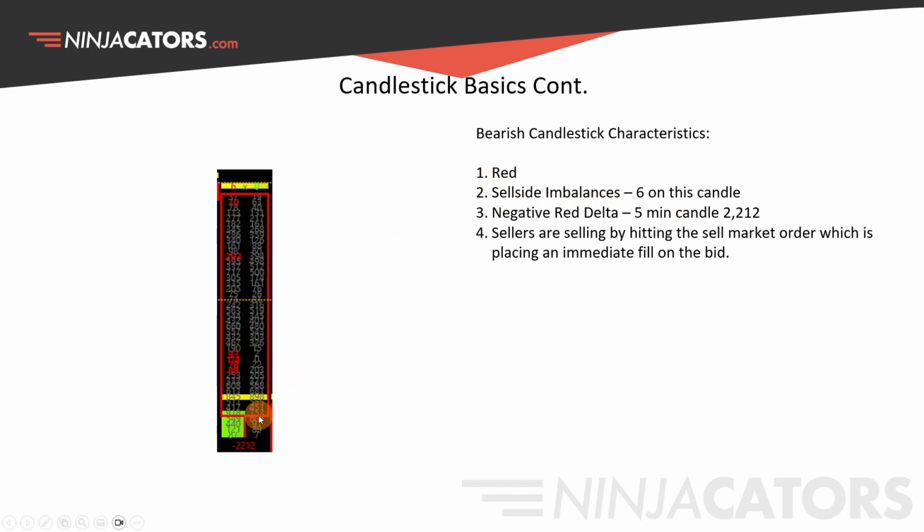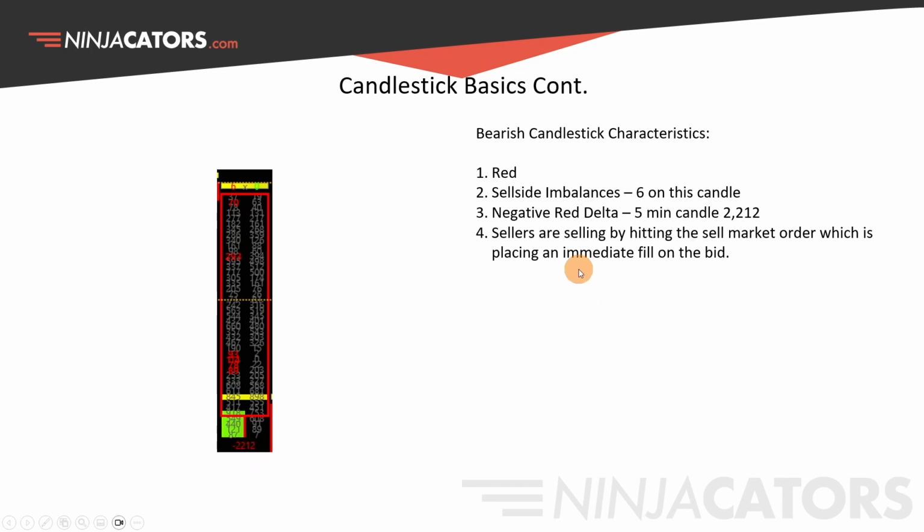And in this one, you have a negative delta. You have this bottom number here. This is called your delta. Again, it is the total number of transactions that went off here. When you sum total the sell side and you sum total the buy side, it comes out to a negative 2,212 in favor of the sellers, which means it's going down.